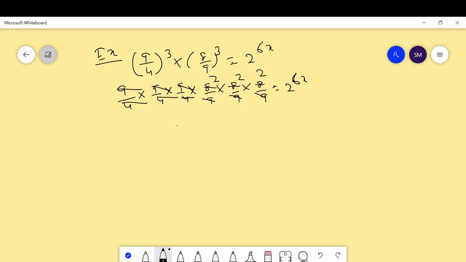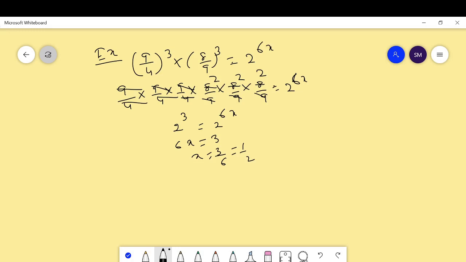Then in the LHS you get 2 to the power 3 and in the RHS you get 2 to the power 6x. As the base is the same, comparing the exponents, 6x is equal to 3, means x equals 3 upon 6, which is equal to 1 upon 2. We can find the value of x as 1 upon 2. Okay. Then here students, please do your whole exercises. I have discussed all the properties of exponents.